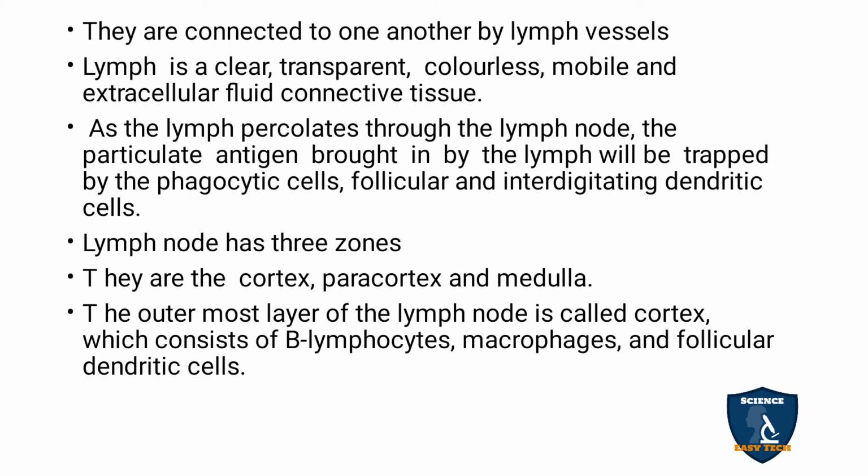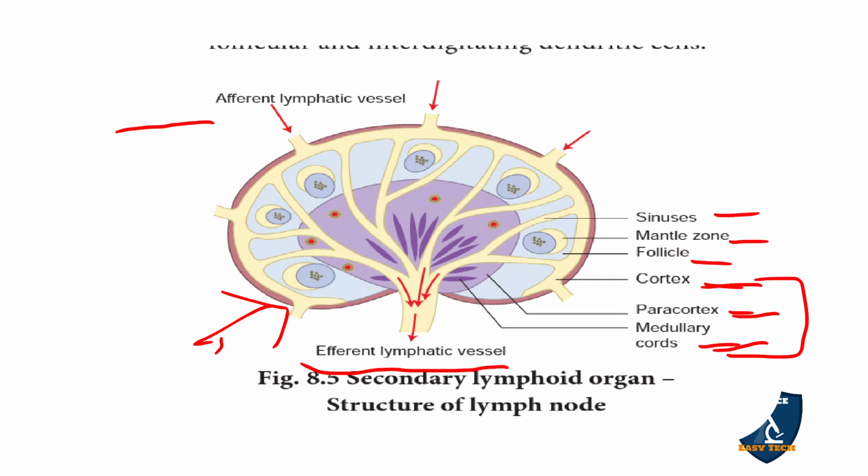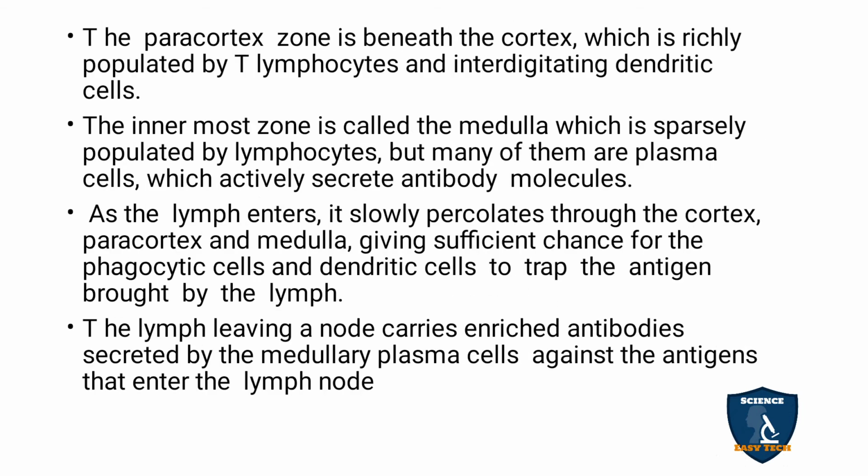Cortex, paracortex and medulla. The outermost layer of the lymph node is called the cortex, which consists of B lymphocytes, macrophages and follicular dendritic cells. So, that is the outermost layer, the cortex. Here you can see the outermost layer of the lymph node is called the cortex. And this cortex contains B cells, that is B lymphocytes, macrophages and follicular dendritic cells.